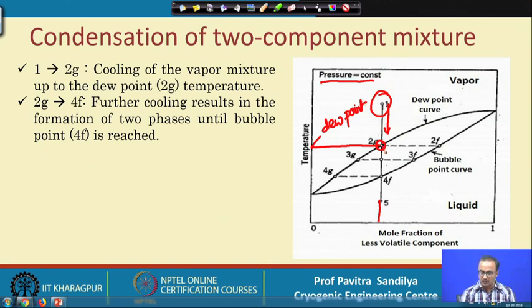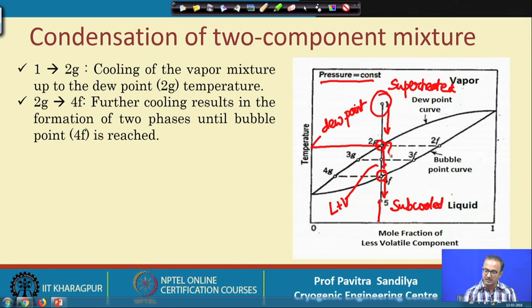Afterwards, as we still cool it down further, we have the liquid and vapor mixture. Still further cooling, we reach a point that is 4F. At this 4F, if we slightly cool it down, it will go to a fully liquid state. That means, starting with a superheated vapor state, we go to a subcooled liquid state by passing through a region of liquid and vapor. Up to this, it is similar to a pure component behavior.